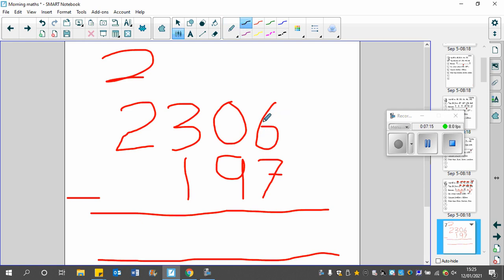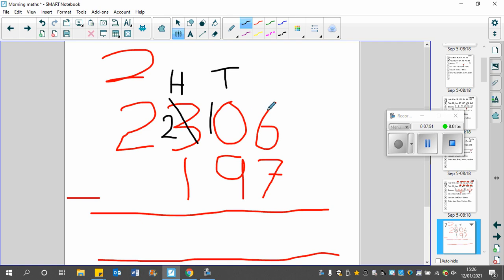6 take away 7 we can't do, so therefore we have to exchange with the tens column. The tens column has got nothing in it, so therefore we have to put something in there. So where do we get it from? We get it from the hundreds column. So we've got 300 there, so therefore we can spare one of those. That hundreds is now 2, and one of these is worth 10 of these. So if we put a 1 in front of this digit here, 1 and 0 is of course 10. So now we've got 10 in the tens column. So we've got an extra 100 here, and we've taken 100 away from here.